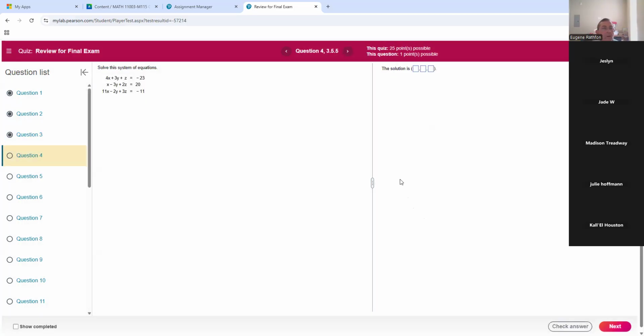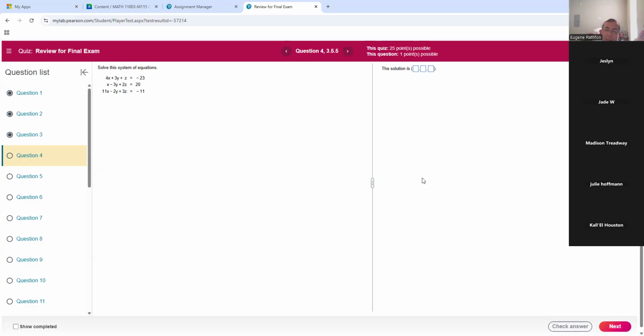And then we move to number 4. So now they want us to solve a system of equations. So y'all, let me write this down. 4x plus 3y plus z equals negative 23. x minus 3y plus 2z equals 20. And then 11x minus 2y plus 3z equals negative 11.